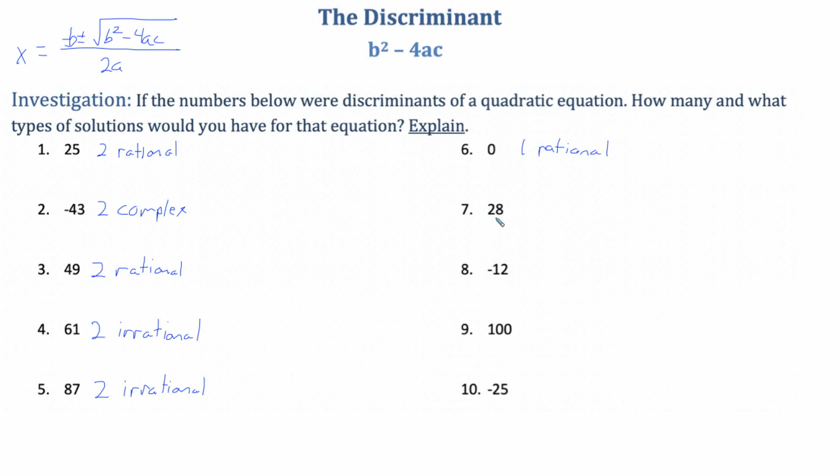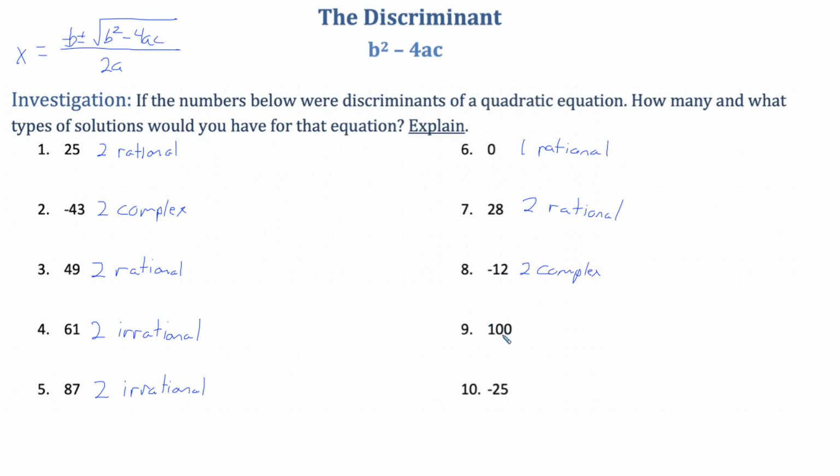28. 28 is not a perfect square, so it kind of fits the 61 and 87 idea. So we would still have 2 rational. Negative 12, it's negative. A negative would go under a square root, which gives us complex solutions. Whenever you have a negative, it makes it kind of easy because you should have 2 complex solutions.